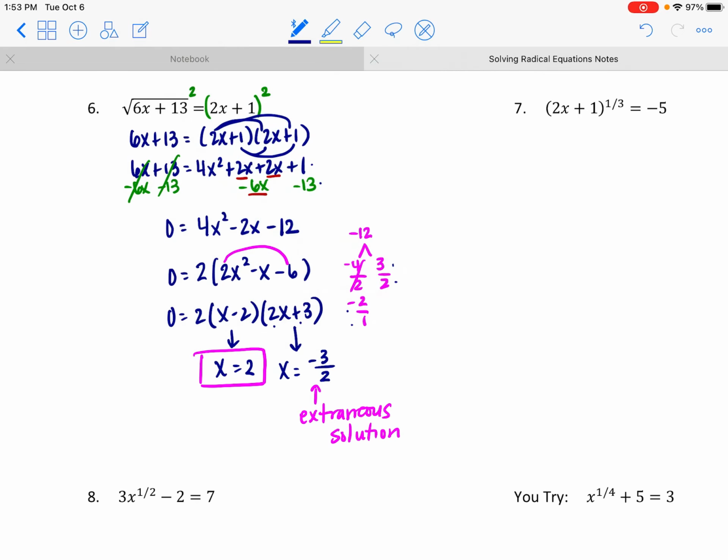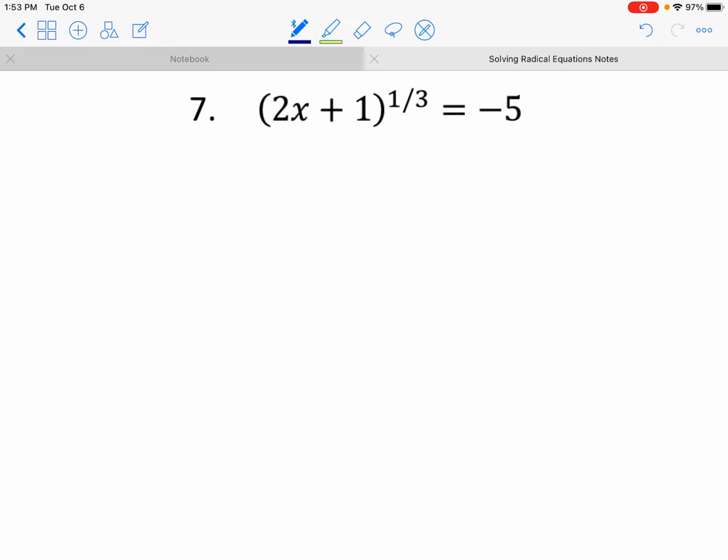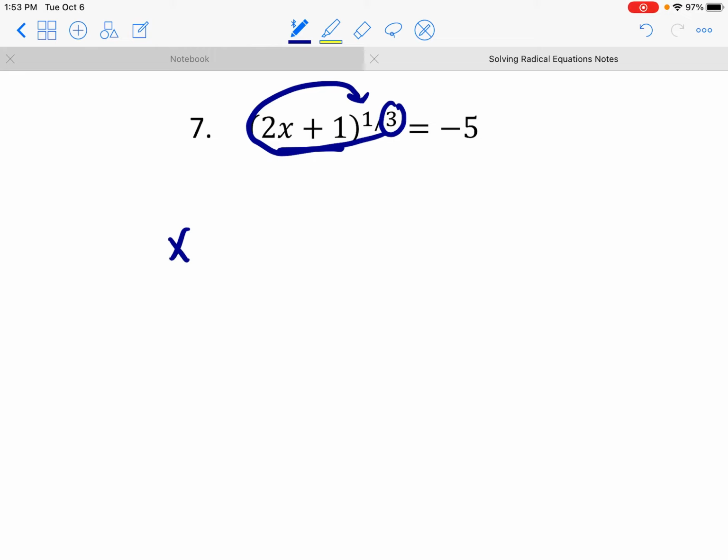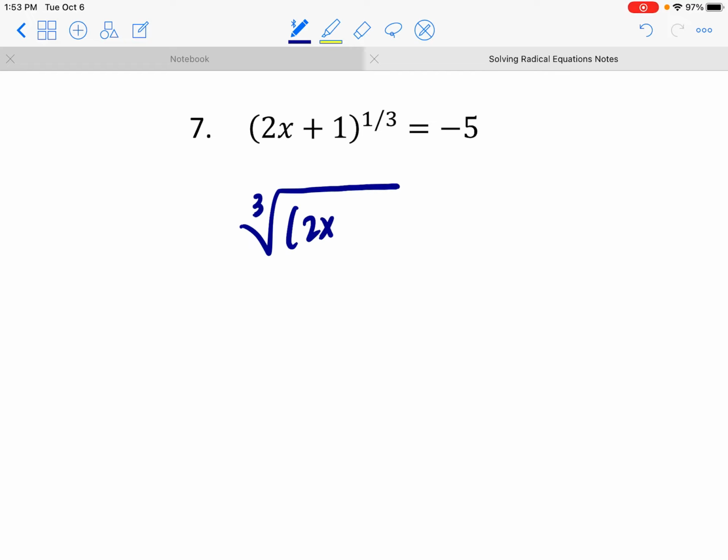Okay? Alright, let's look at number 7, which again looks a little different, but it does still belong in this section. If you recall, when we have a rational exponent, we can rewrite it in radical form. This is the same thing as the cube root of 2x plus 1 to the first power. Remember, we can read these this way. So if we had like x to the 1/3, cube root of x to the first, okay? Same thing here. We can rewrite this. Even though it looks a little strange, this is the same thing as the cube root of 2x plus 1 to the first power, okay?